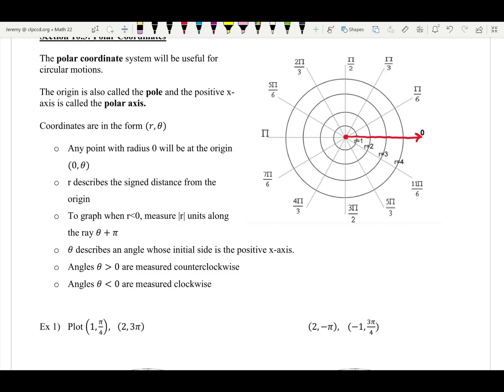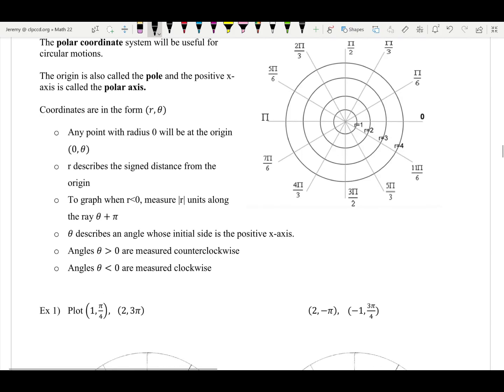And coordinates now, rather than being given in the form x, y, an ordered pair where the first number is the x coordinate and the second is the y coordinate, we're going to use r, theta. R is going to be the radius, which is the distance from the pole. And theta is going to describe the angle, basically how far we rotate from the polar axis.